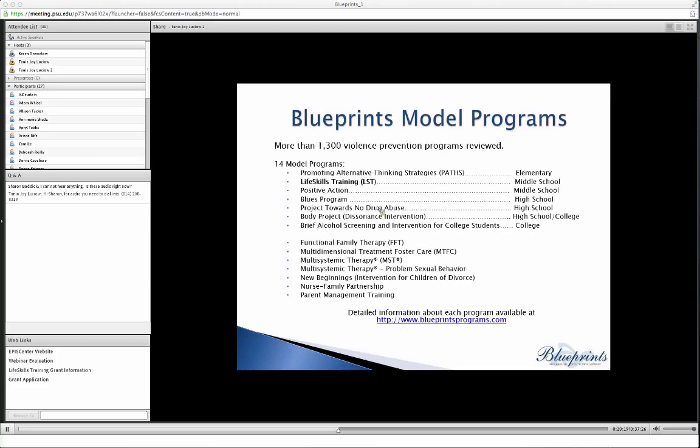So here you can see a list of some of the other model programs that are on our list. And if you're interested in learning about any of the other ones on here or the promising programs, the link to the Blueprints website is included on the bottom of this slide.